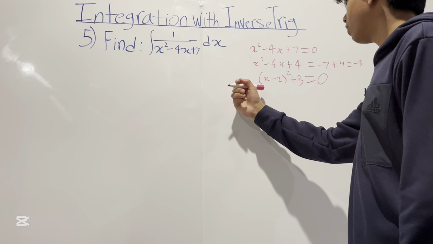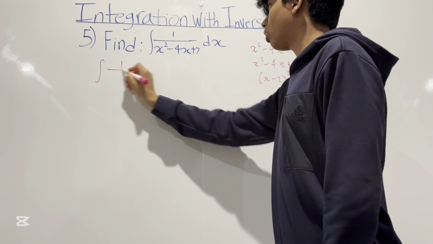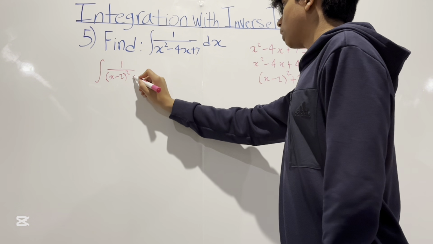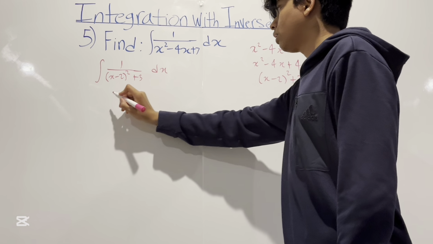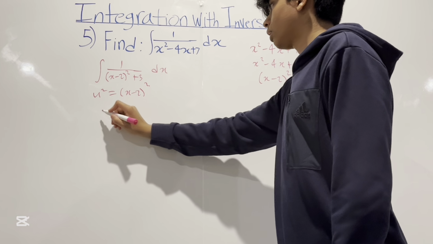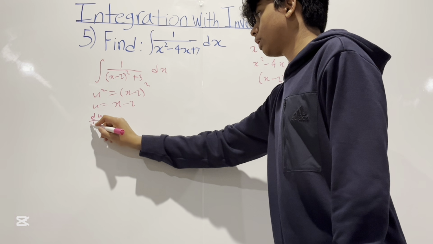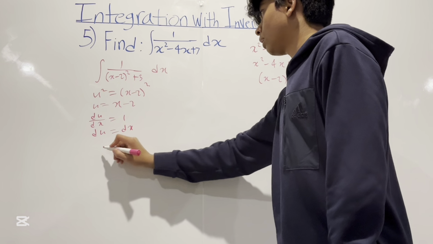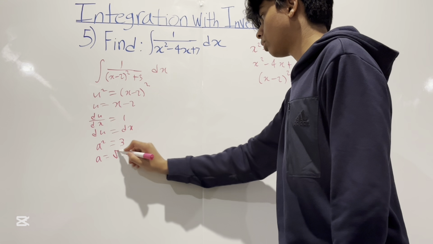Okay, now that we have our new function here, all we're going to do is make the integral 1 over x minus 2 squared plus 3 dx. Now we can use the arctan. So u squared is equal to x minus 2 squared. u is equal to x minus 2. du over dx is just 1. So du is equal to dx. a squared is equal to 3. So a is equal to square root 3.